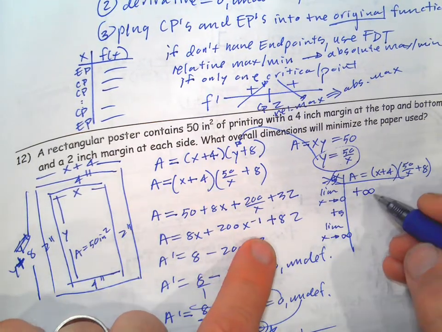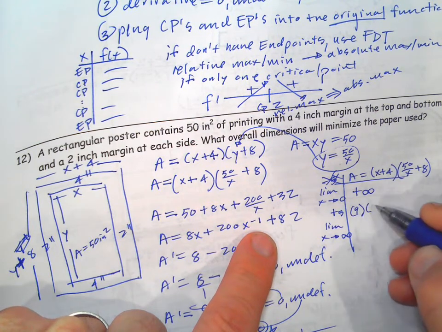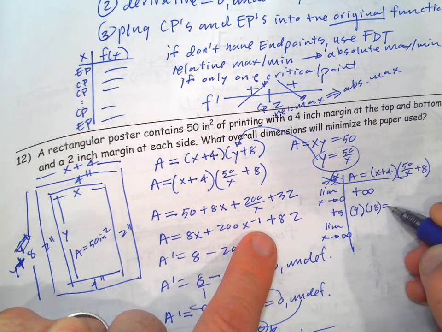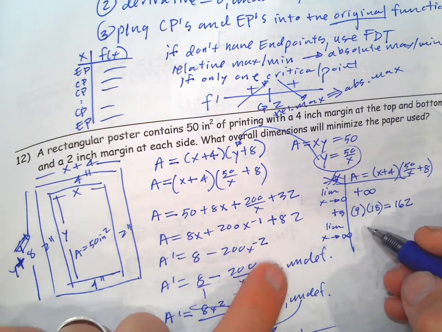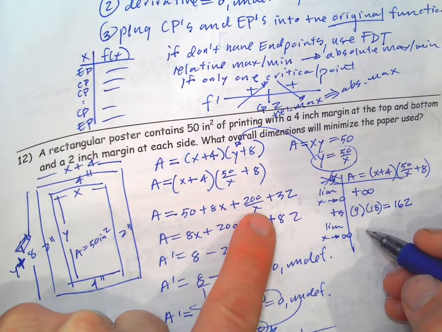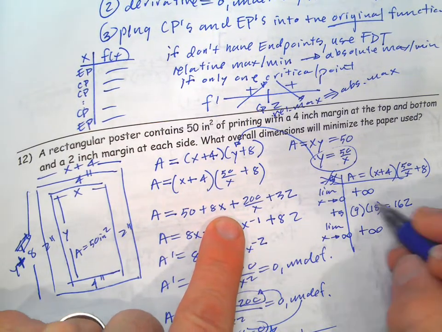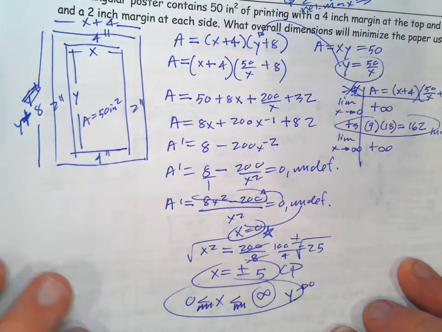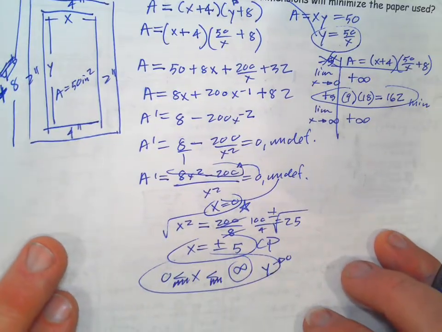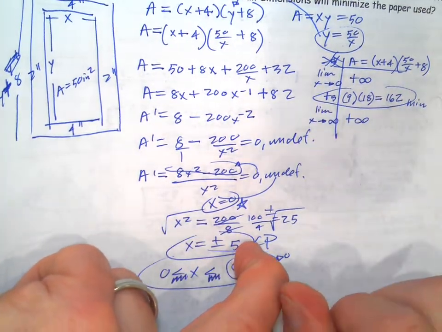If you plug 5 in, you're going to get 9 times 18, which is 162. If you go to infinity, this term goes to 0, that term blows up, and the whole area goes to infinity. So from this, we could tell this is the min, right? You just can't say they used extreme value theorem. I mean, you could try and explain this in words, which you would have to.